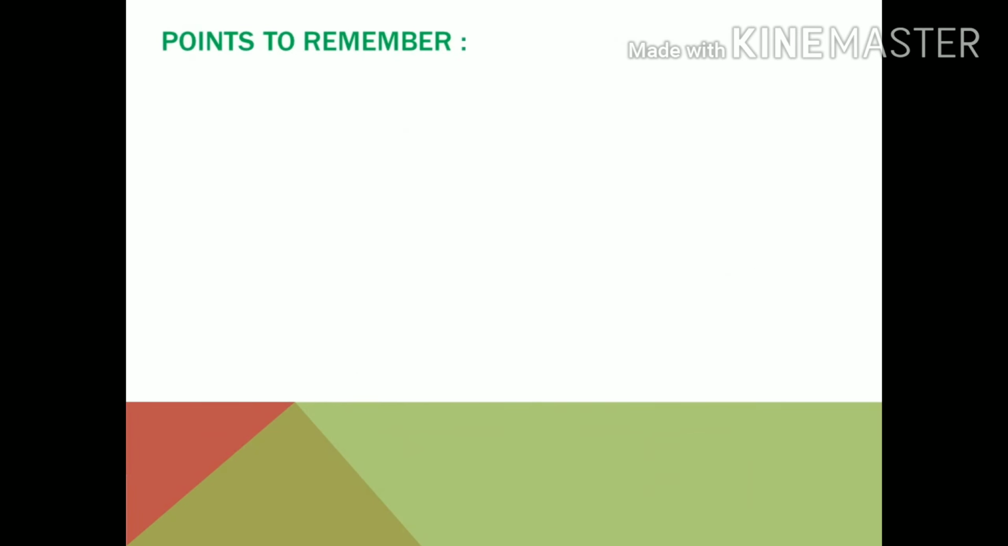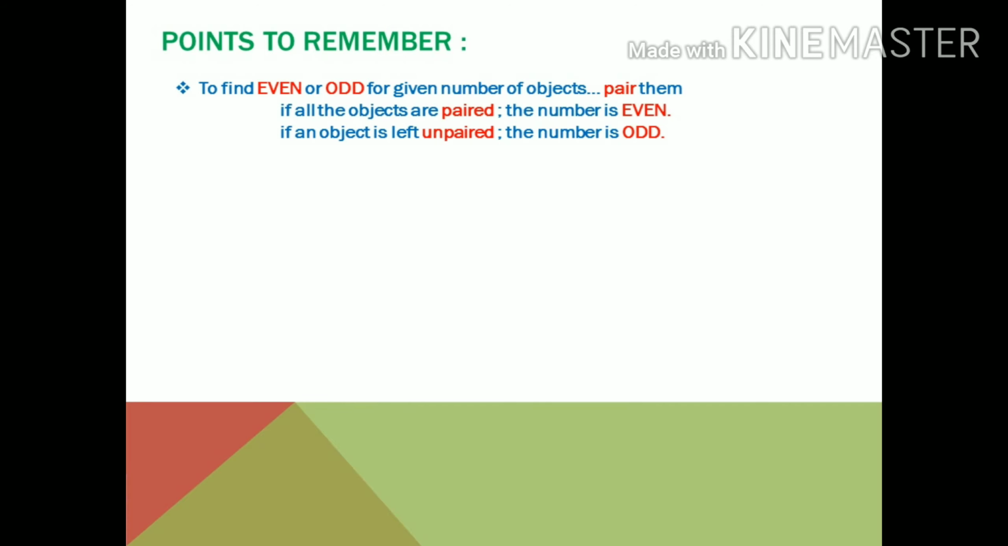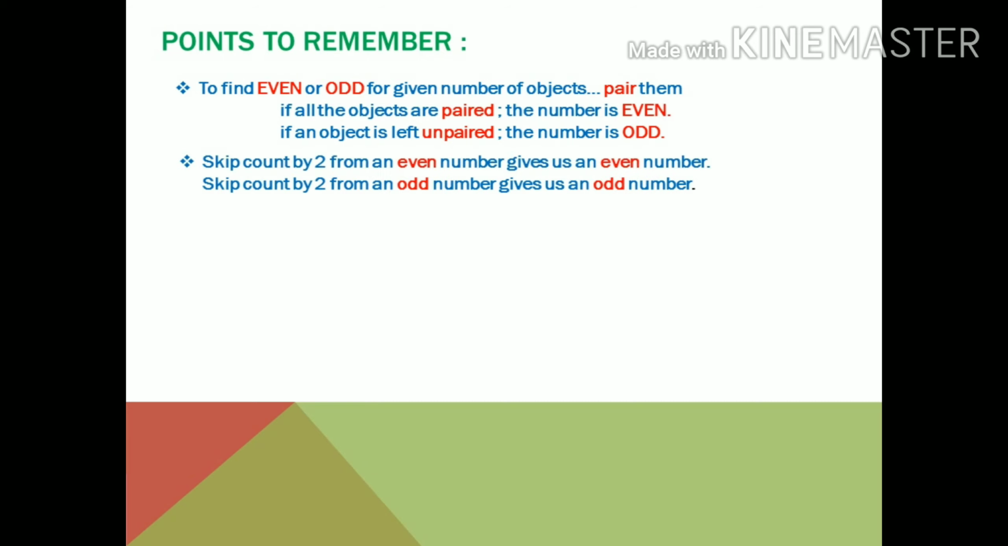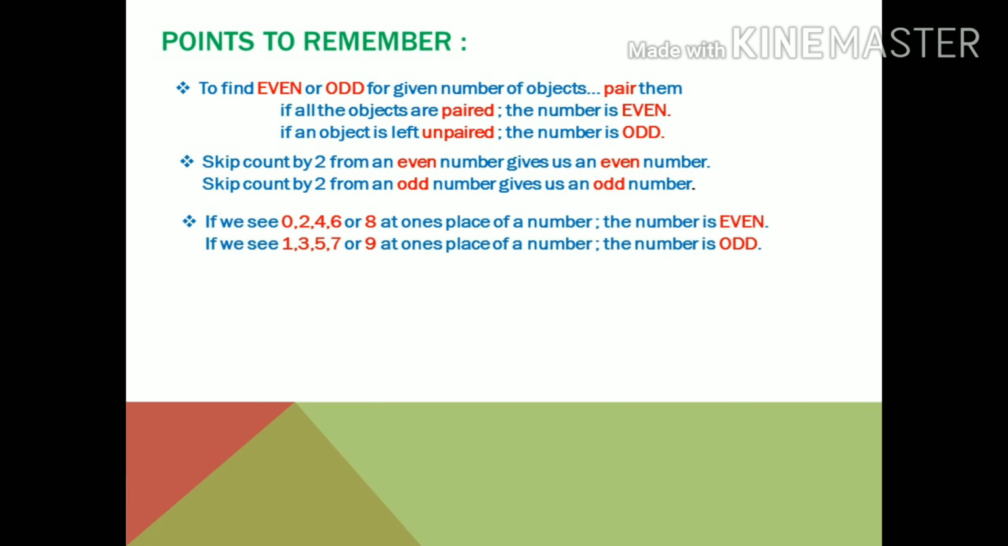Points to remember about even and odd. To find even or odd numbers for the given number of objects, just pair them. If all the objects are paired, the number is even. If an object is left unpaired, the number is odd. Skip count by 2 from an even number gives us an even number every time. And skip count by 2 from an odd number gives us an odd number.